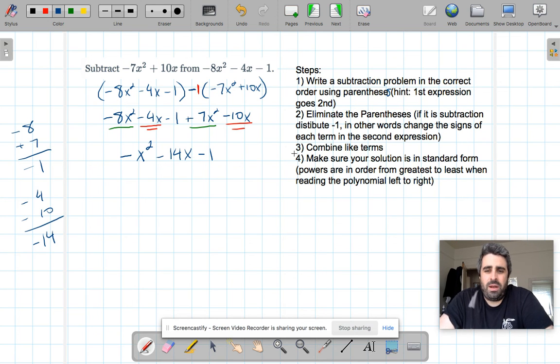All right. Now we just want to make sure our solution is in standard form. Standard form is when the powers are ordered from greatest to least, if you're reading the polynomial from left to right. So let's check really quickly. We see the second power here, this would be to the first power, and then negative 1 has no power, so it is in standard form, and this is our solution. Just gotta put a box around that.